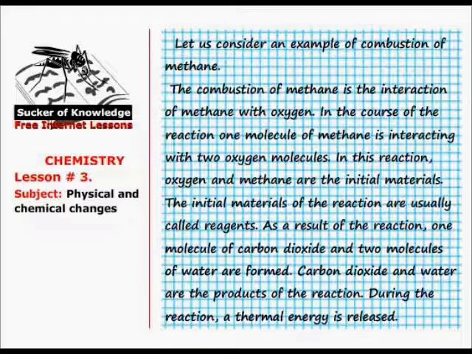Let us consider an example of combustion of methane. The combustion of methane is the interaction of methane with oxygen. In the course of the reaction, one molecule of methane interacts with two oxygen molecules. In this reaction, oxygen and methane are the initial materials. The initial materials of the reaction are usually called reagents. As a result of the reaction, one molecule of carbon dioxide and two molecules of water are formed. Carbon dioxide and water are the products of the reaction. During the reaction, thermal energy is released.